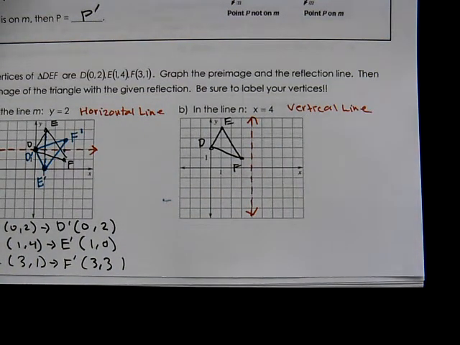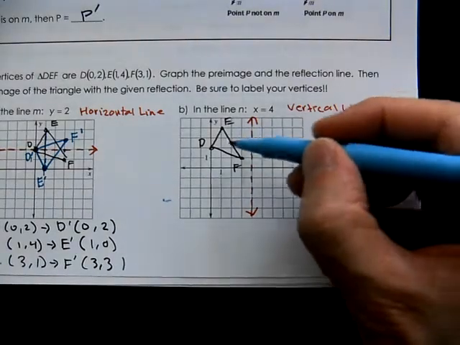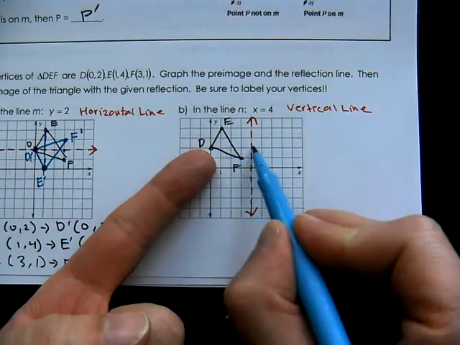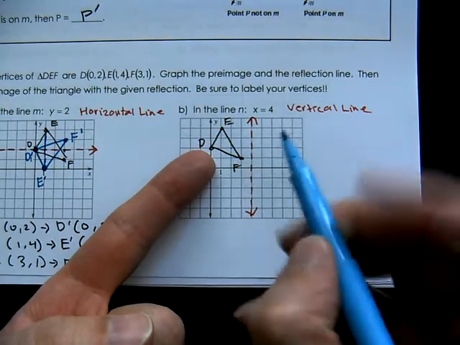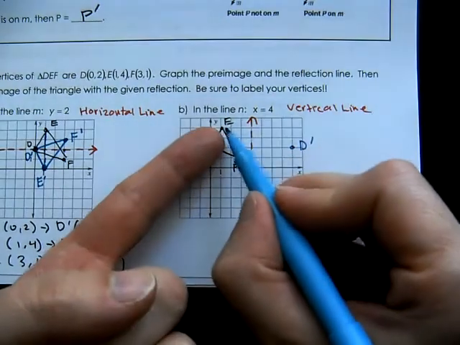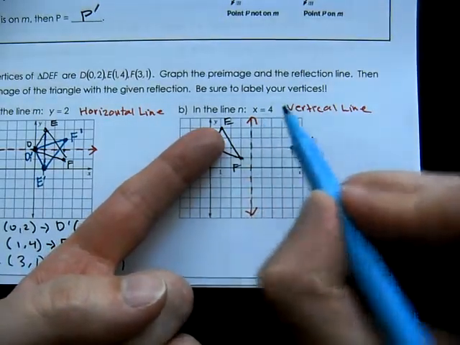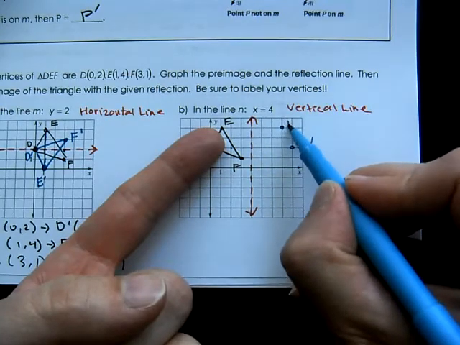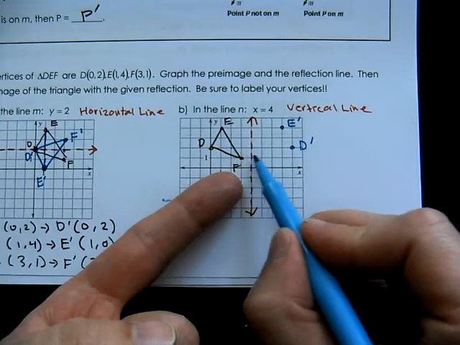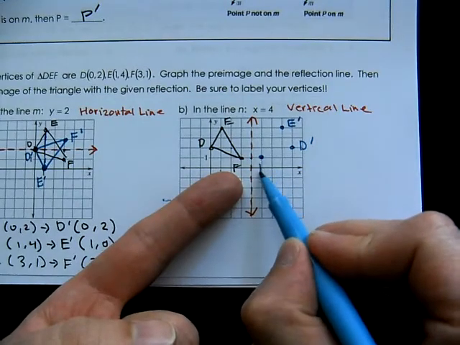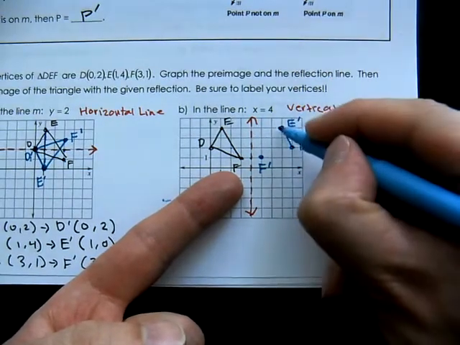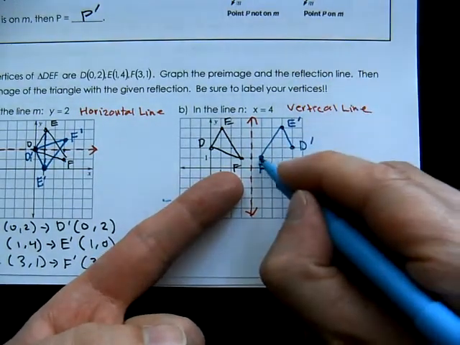So here is my third color as I reflect the triangle. So I'm looking at point D, counting its distance to the line of reflection, which is 1, 2, 3, 4. So 1, 2, 3, 4 on the other side, there's D prime. Point E is 1, 2, 3 units on the left, so 1, 2, 3 units on the right is E prime. And lastly, point F is 1 unit to the left, so 1 unit to the right of the line of reflection gives us F prime. So connect those dots, and that's our answer.